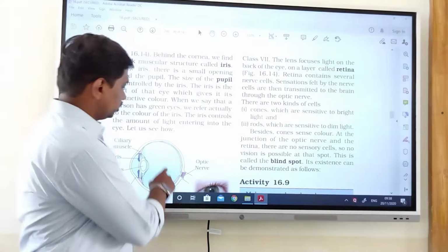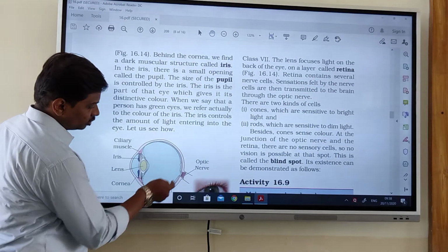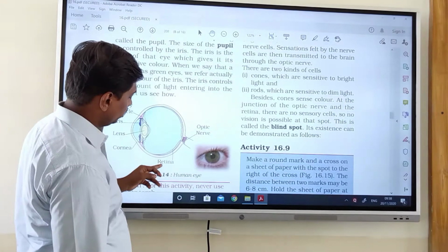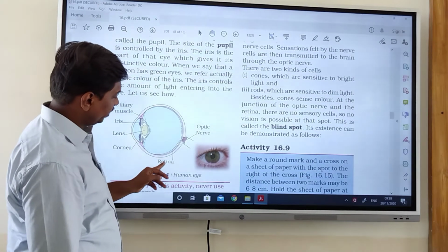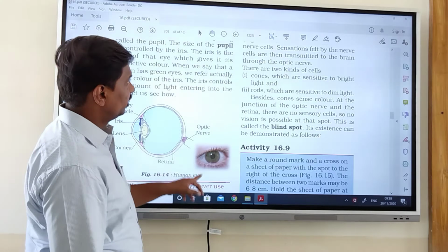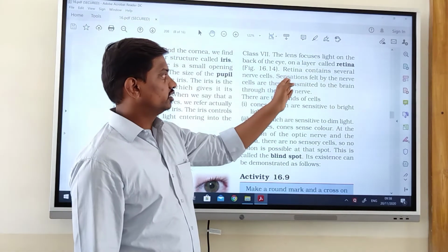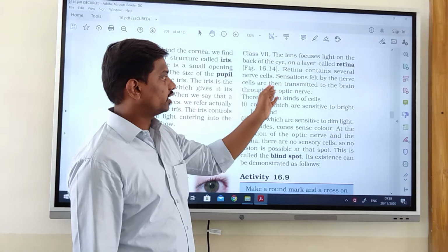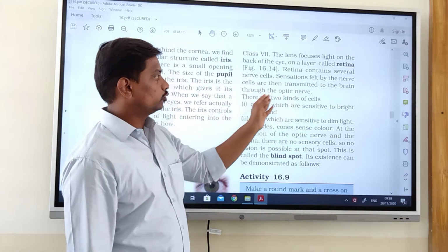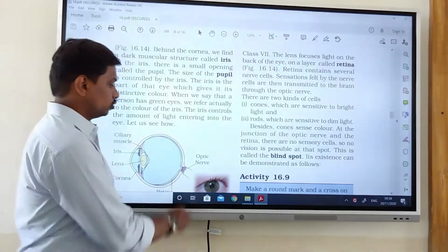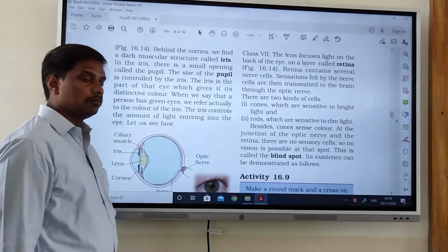This internal back layer is called the retina. You can see here, they have given it. The retina consists of several nerve cells. Sensations felt by the nerve cells are then transmitted to the brain through the optic nerve.